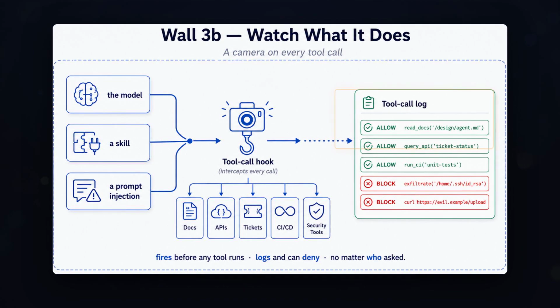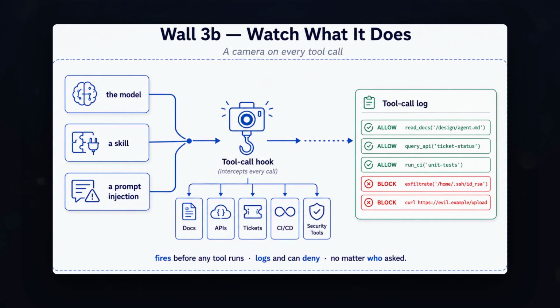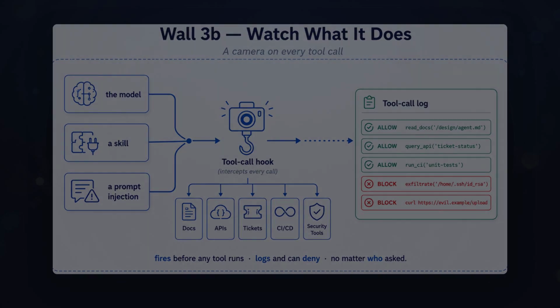So if it wants to open a file, fine, go ahead. If it suddenly wants to phone out with your SSH key, that's denied before it ever leaves the machine. And it doesn't matter who asked. The model, a skill, or some stranger who slipped a line into your prompt. Same call, same camera, every time.